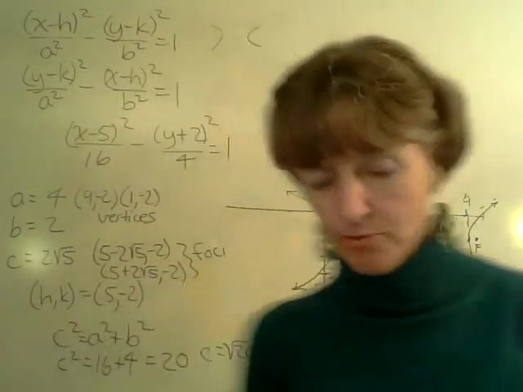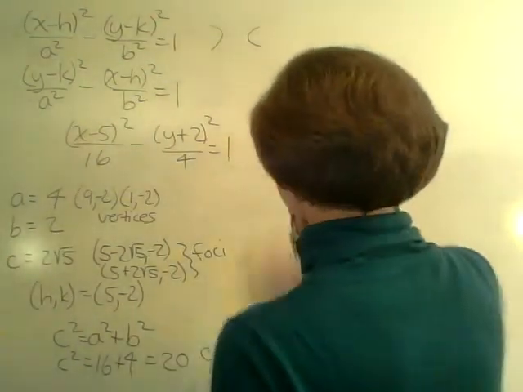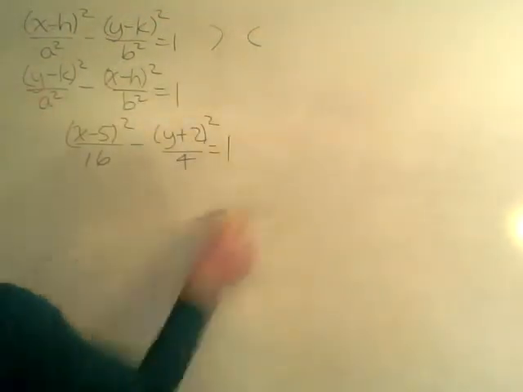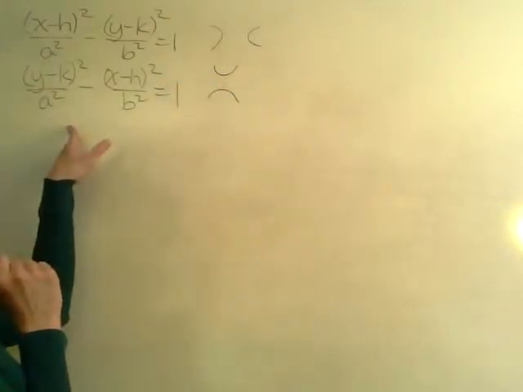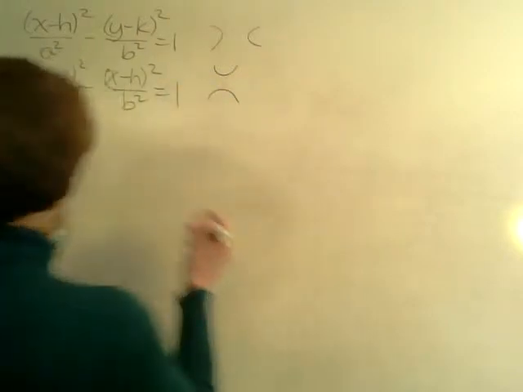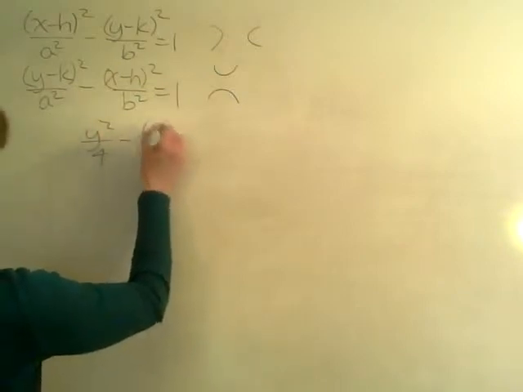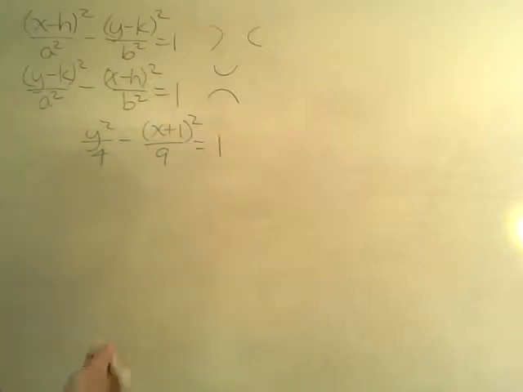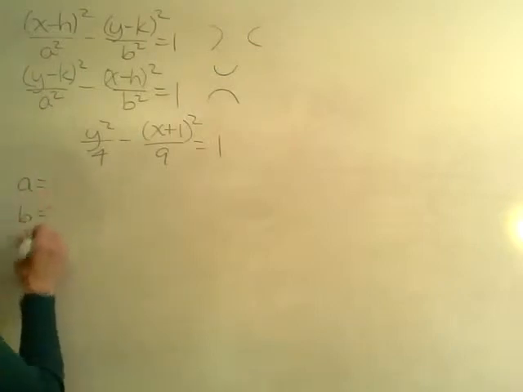Now, let's do one more example. All right, so this time we'll do a vertical example. Okay, remember that your vertical hyperbola has a positive y squared and a negative x squared. All right, so here's my equation, y squared over 4 minus (x plus 1) squared over 9 equals 1. Okay, so I want to find a, b, and c.